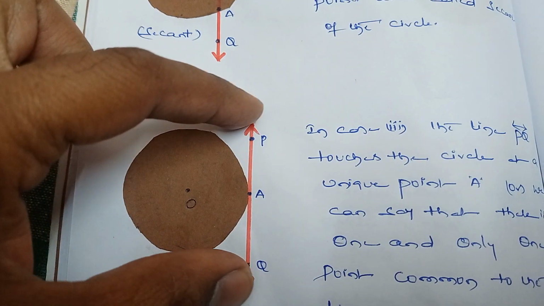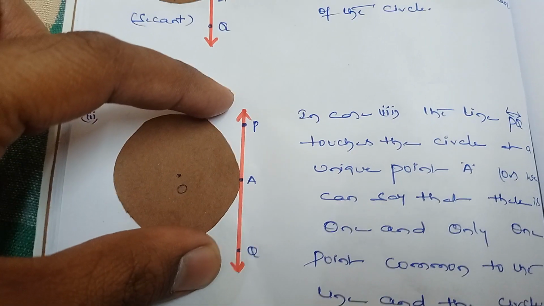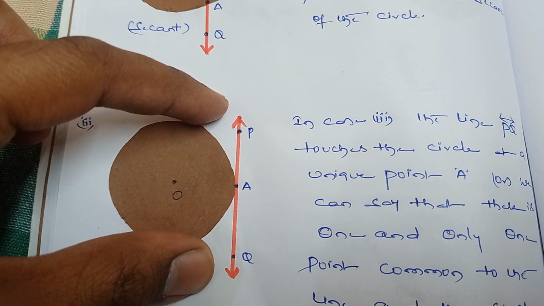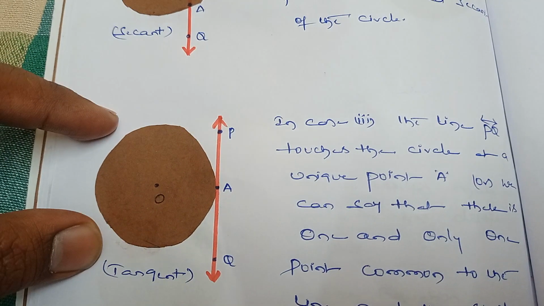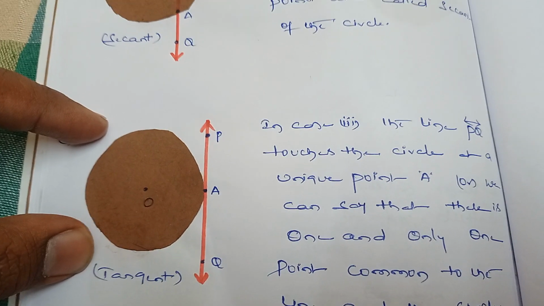When you drag this line on the circle, it becomes a secant. When you drag it to the tip of the circumference, it becomes a tangent. I hope you understand these three concepts.